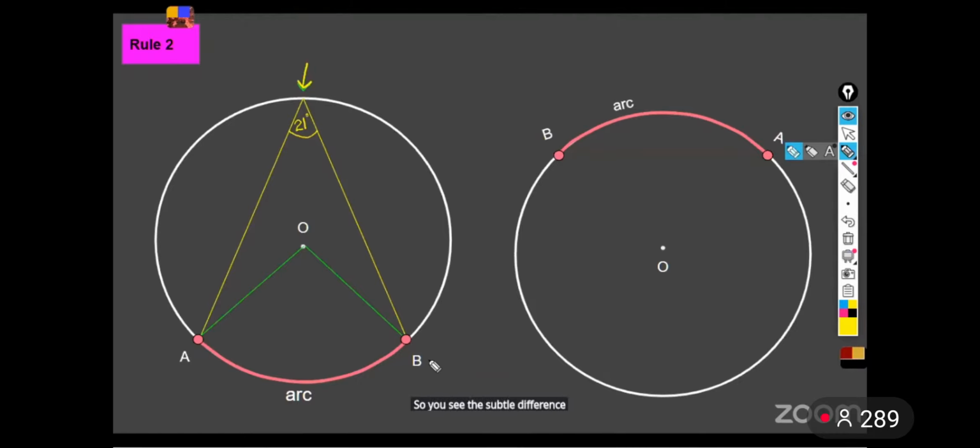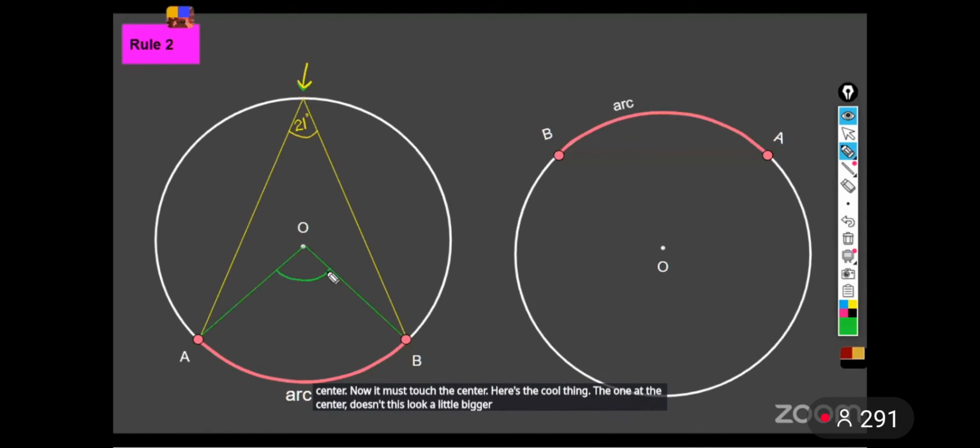One pair of legs is touching the circumference, that's up here, and the green pair of legs is touching the center. Now it must touch the center. Here's the cool thing. The one at the center, doesn't this look a little bigger? And this angle is definitely looking bigger than the yellow angle. The cool thing about it, the green one, the one touching the center, will always be twice as large. Always, always, always. It's like magic.